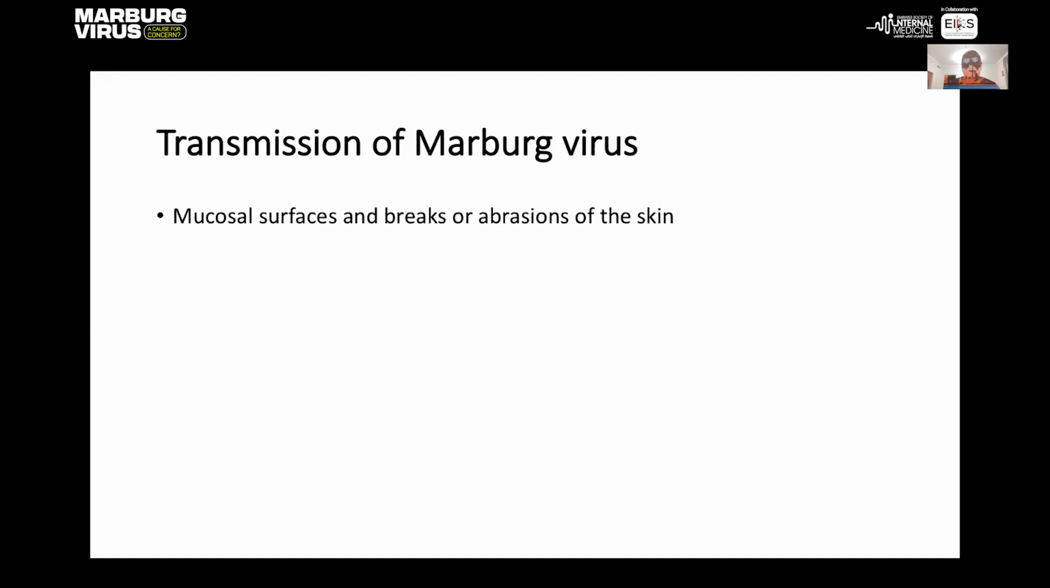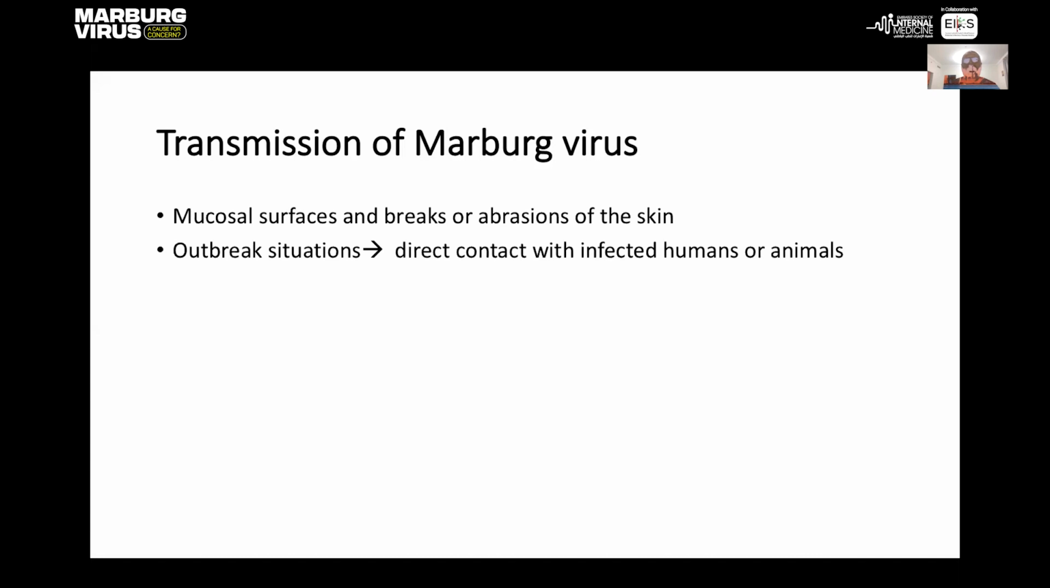So it is usually transmitted by mucosal surfaces and breaks or abrasions of the skin, so close contact. In the outbreak situations, mostly it comes to direct contact with infected humans or animals. And there are many cases where even after death, or because of religious reasons, when the family members give bath or touch the body, that's how the entire family gets affected.